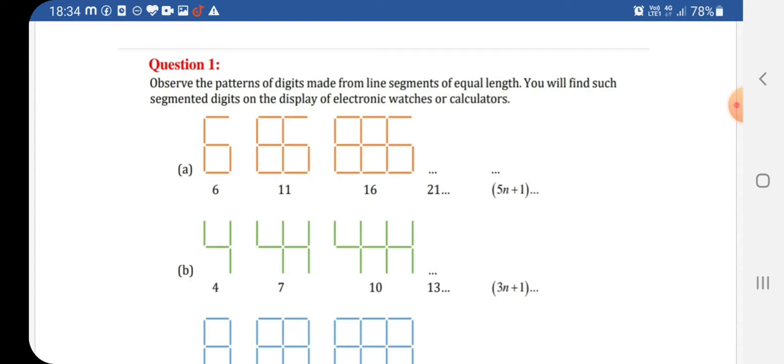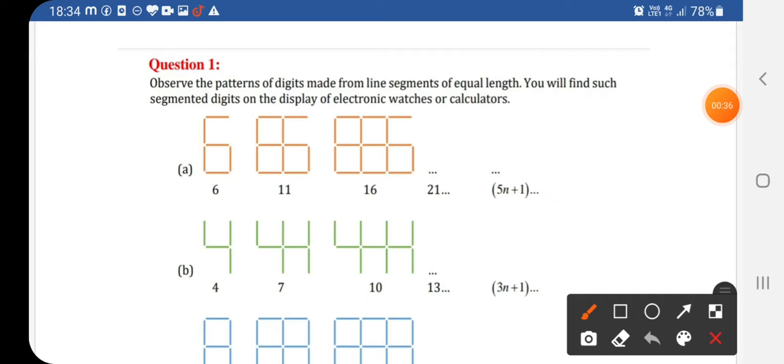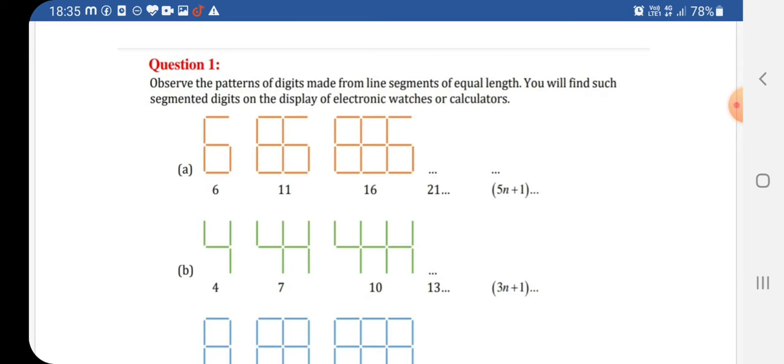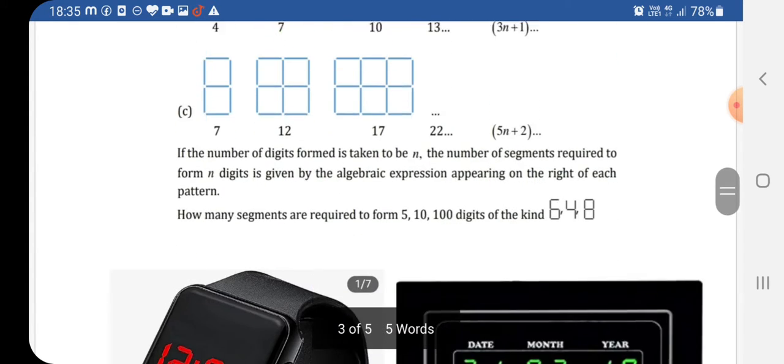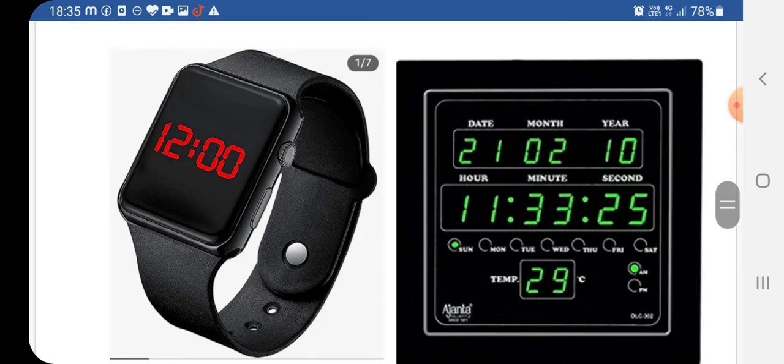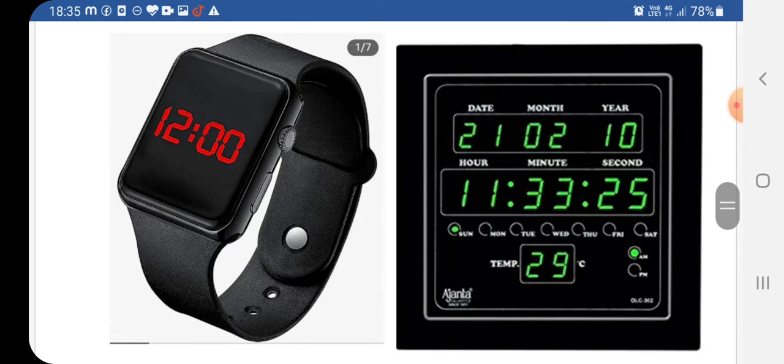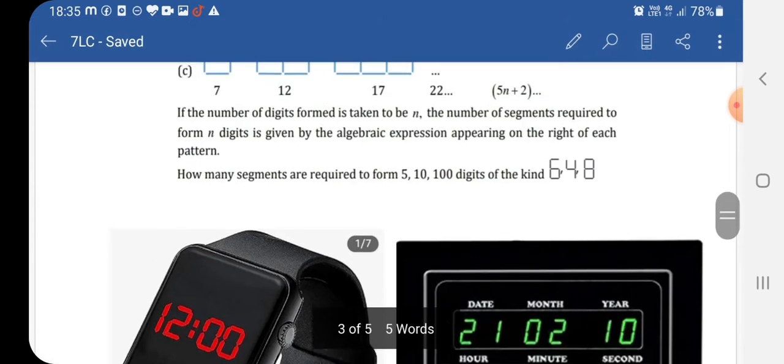Question number 1 is: observe the patterns of digits made from the segments of equal length. You will find such segment digits on the display of electronic watches or calculators. You can see various numbers written here, like 6, 4, 8. Where you see this kind of formation of numbers, they are written in electronic watches. Let's see, these are examples of electronic watches. Here you can see the numbers written in that way.